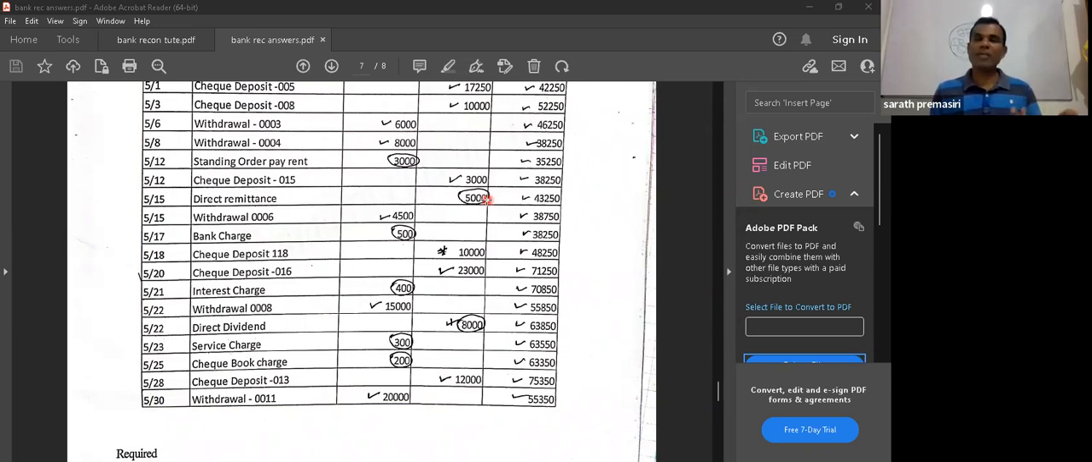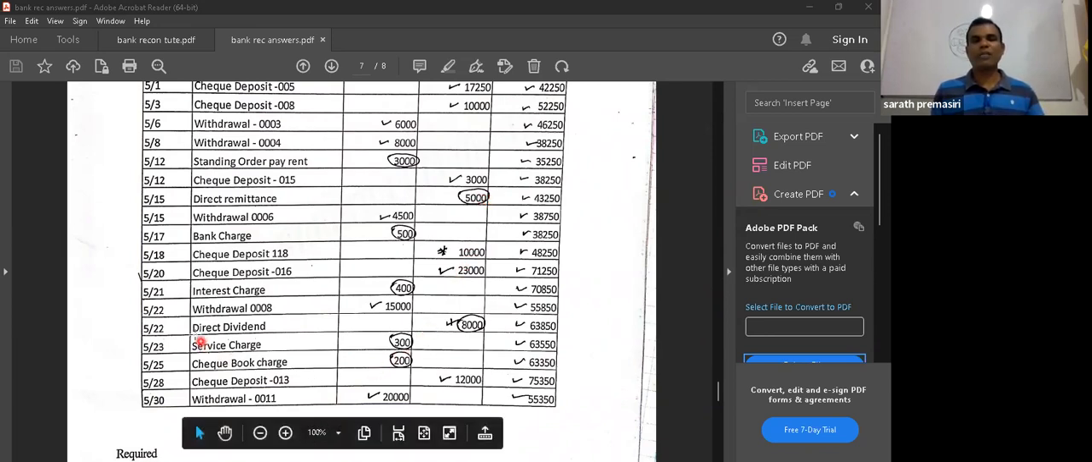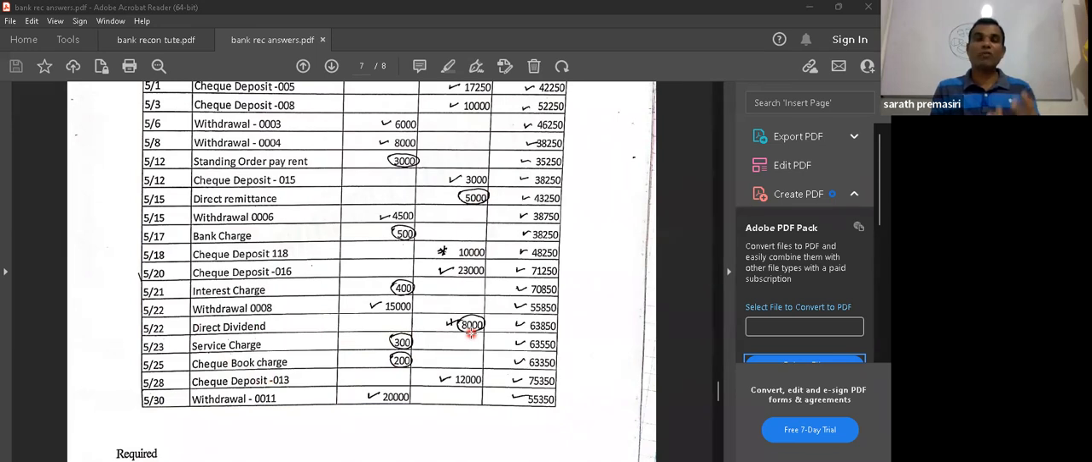Direct dividend means direct dividends. If you have purchased shares of a company in the share market, for those shares you are given dividend. When you are given dividend, these dividends are directly deposited into your bank account. That is why direct dividend.